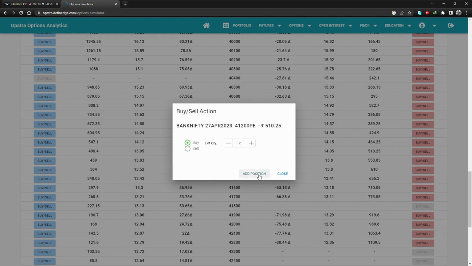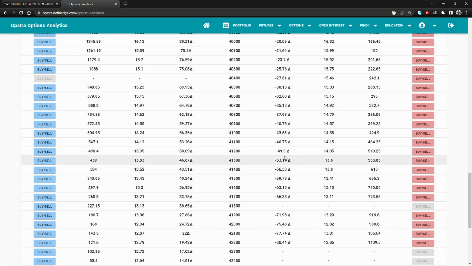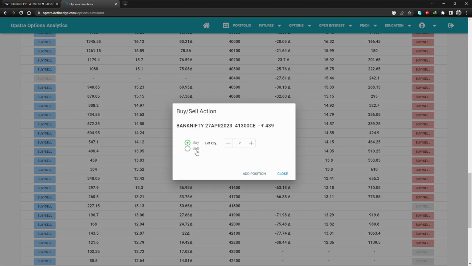This is the at the money price, 41,200. I'm adding two lots at the money. You can identify at the money by the delta, which is 50. If you are aware of the option chain, you know that the delta at the money is around 50. If you are not aware, then you can see my video on the option chain in the description below.